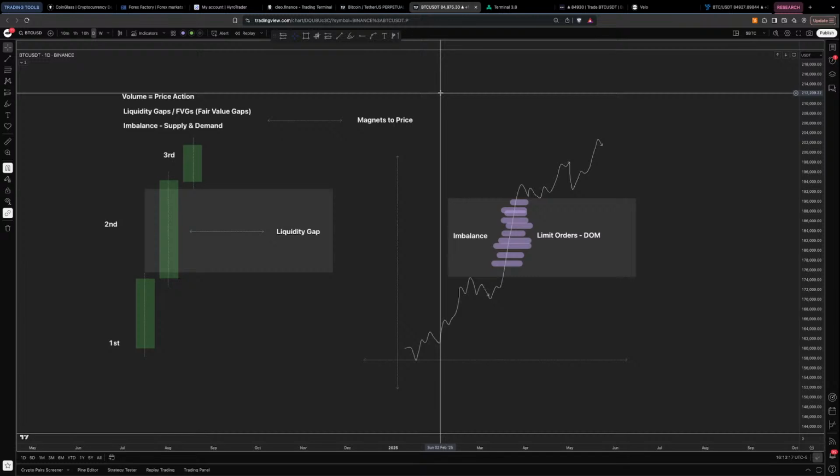So guys, tell me in the chat, how many of you use liquidity gaps or FVGs in your trading? Let me know. Or if you don't know anything about this, also let me know, please.